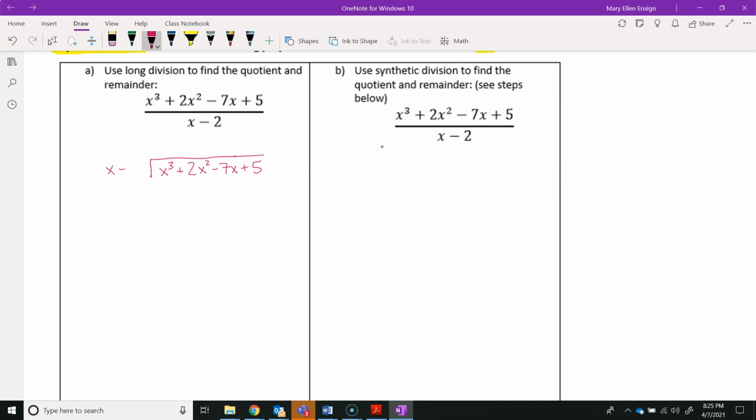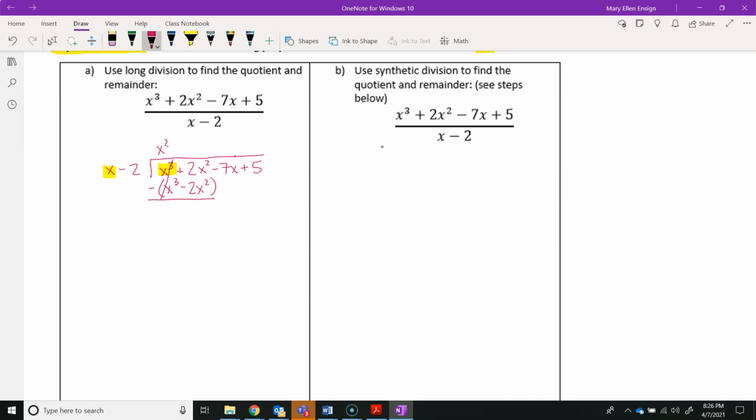Okay, and then I have my divisor out here again, just to help us keep track of where we are. I'm going to highlight those two. x times what is x cubed? It's going to be x squared. Then I multiply that, so x squared times x is x cubed, minus 2x squared. I subtract, this cancels out.